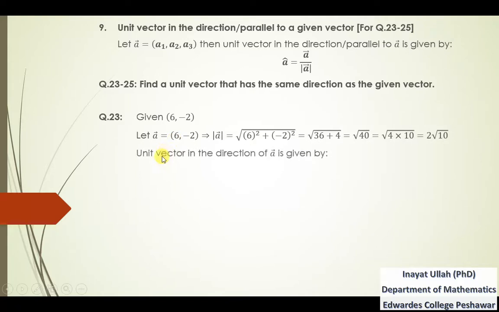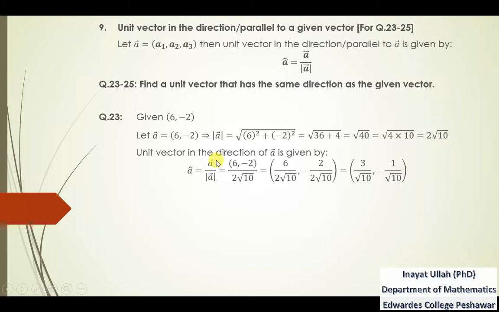So therefore the unit vector in the direction of this vector is given by this formula, that the same vector by its magnitude. The vector is actually 6 comma minus 2, and its magnitude is 2 into square root of 10. Now this will be divided by 6 and minus 2 as well. So 6 by 2 into square root of 10, minus 2 by 2 into square root of 10. 2 to cancel, 2 ones are 2, 2 threes are 6, so that is 3 by square root of 10, and 2 to cancel, so that is 1 by square root of 10. So that is a unit vector which is in the direction of this vector A.